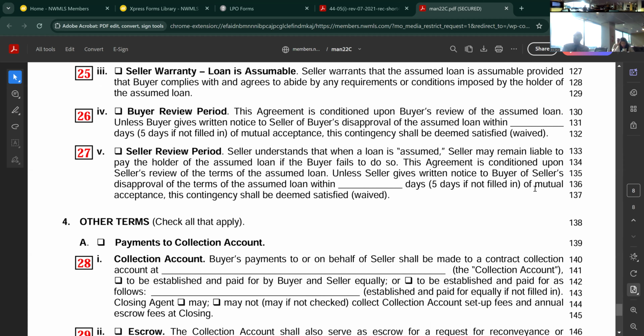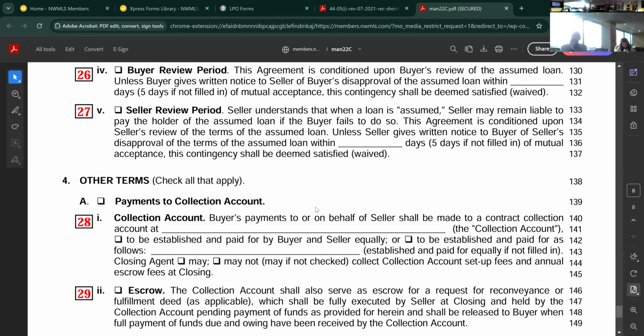And then, of course, the seller review period. Seller understands that when a loan is assumed, seller may remain liable to pay the holder of the assumed loan if the buyer fails to do so. This agreement is conditioned upon seller's review of the terms of the assumed loan, unless seller gives written notice to buyer of seller's disapproval of the terms of the assumed loan within 5 days of mutual acceptance. This contingency shall be deemed satisfied or waived.